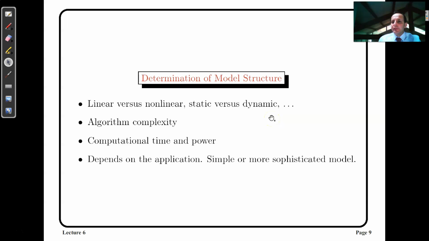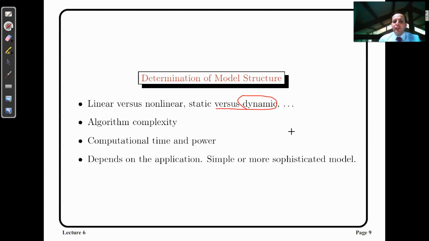Another important issue is the determination of the model structure. Of course, we are considering linear systems, and we also limit our considerations to dynamic systems, because, as we already mentioned, almost 99% of the processes have dynamic properties.